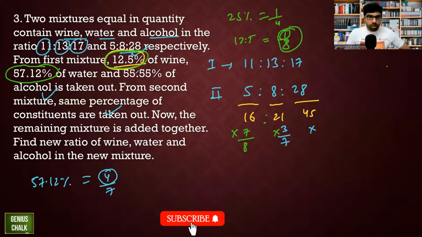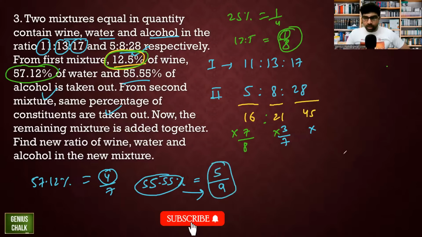Now 55.55 means table of 11. So it should be 9 here because it's table of 11. If table of 11, 9 comes in the denominator and it is a fifth multiple of 11. So it has to be 5 here. This is the way we remember: what is 11.11? 11.11 is 1 by 9. Then 22.22 is 2 by 9 and so on.